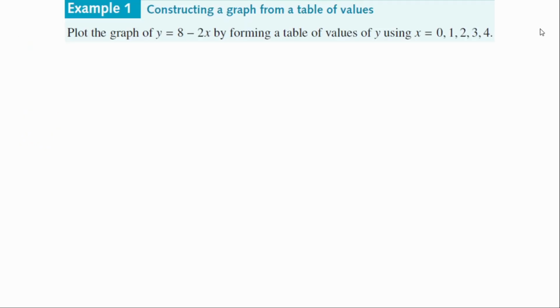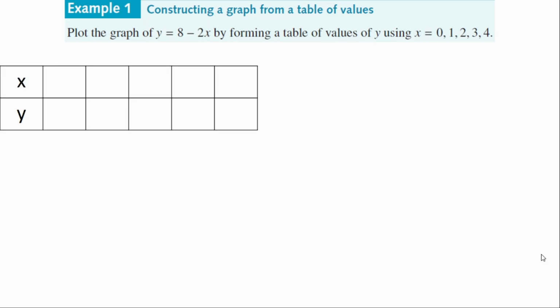Let's try another question here. I'll plot the graph of y equals 8 minus 2x by forming a table of values of y using x equals 0, 1, 2, 3, and 4. It's the same deal here. We're going to start off by plotting a table of values. Fill in these first, 0, 1, 2, 3, 4. It tells us to use these values there.